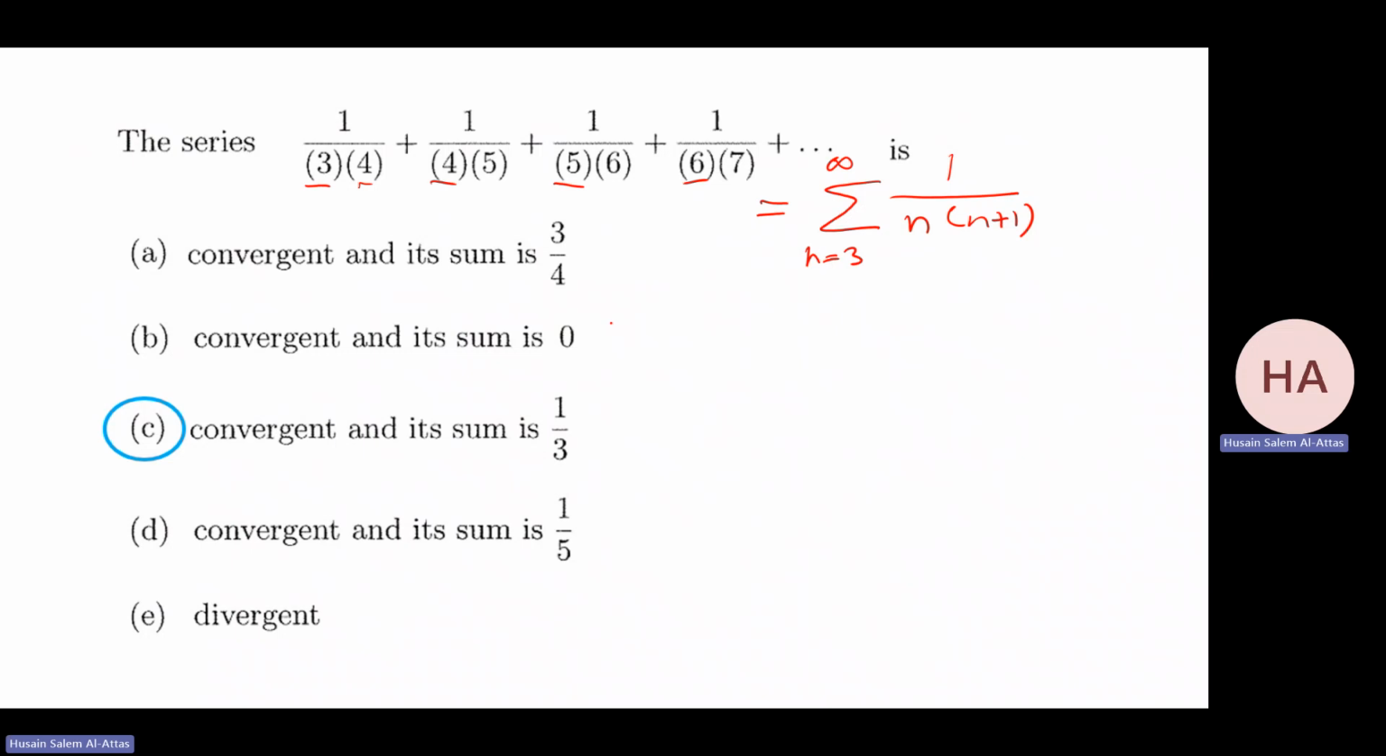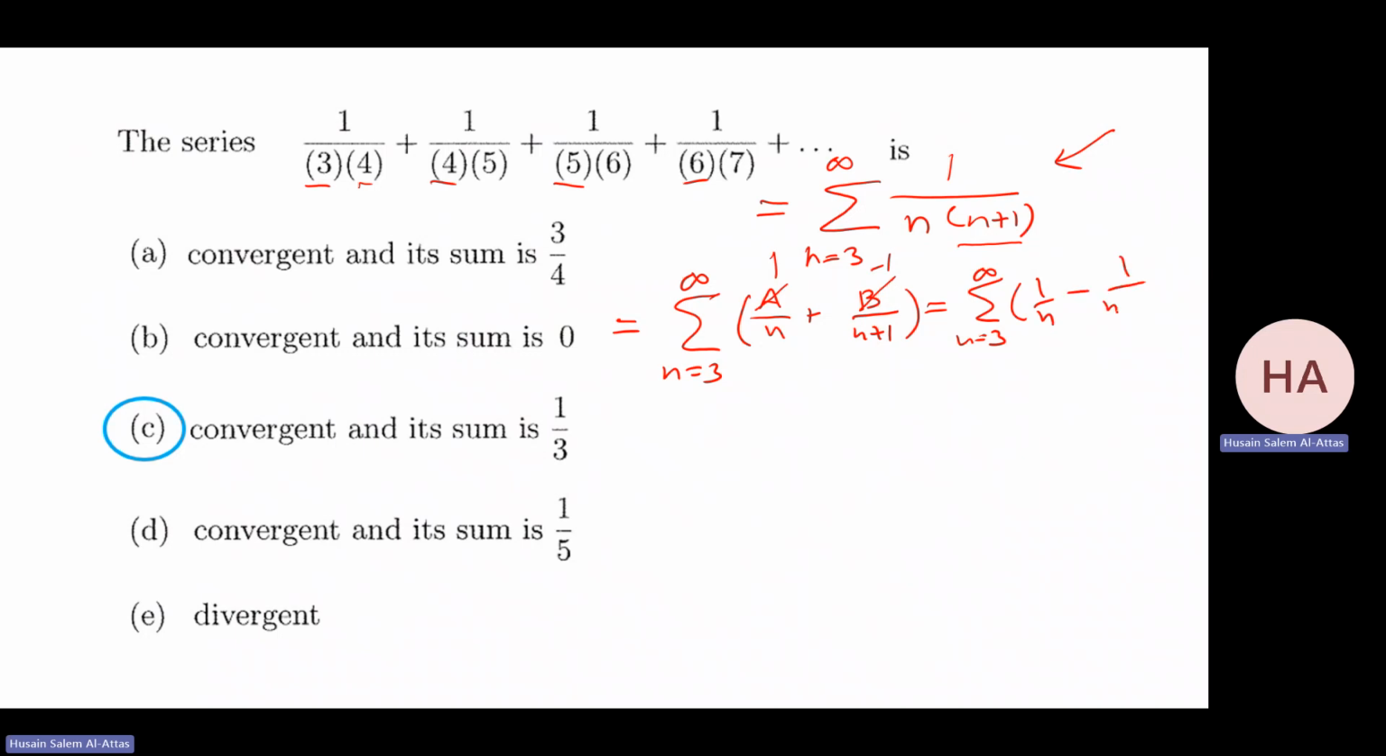Okay, so this one now I'll do my calculation. I need partial fractions, where I have A over n plus B over n plus 1. What will be A? Cover this. A will be 1. And B, cover this, n plus 1, I put minus 1, so I have minus 1 here. So it's the summation from n equals 3 to infinity of 1 over n minus 1 over n plus 1.